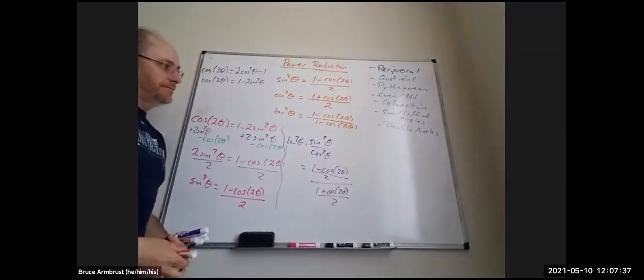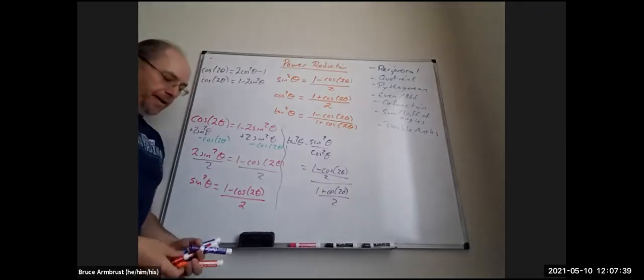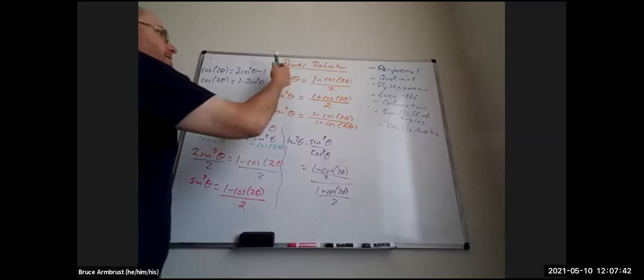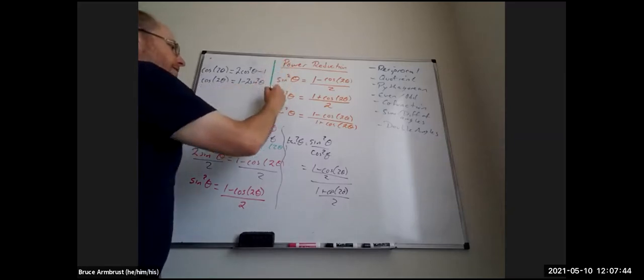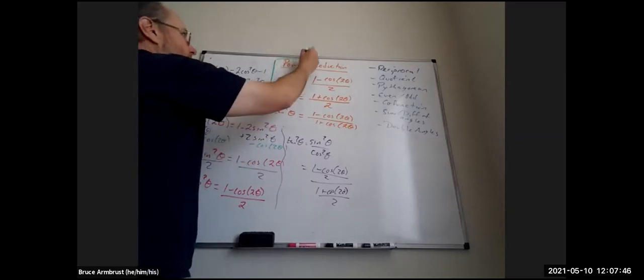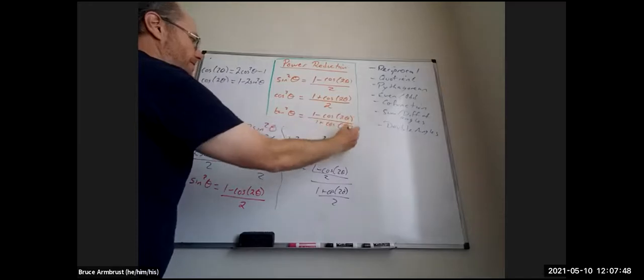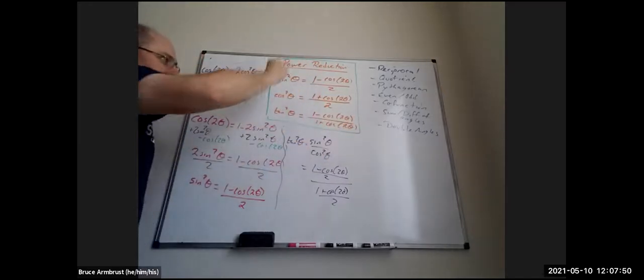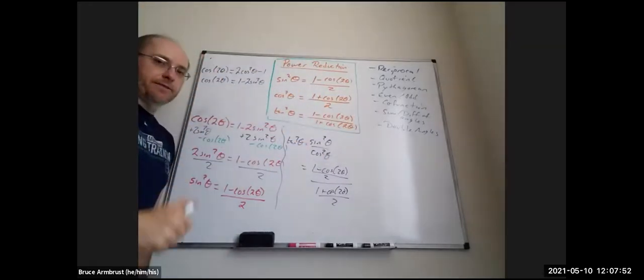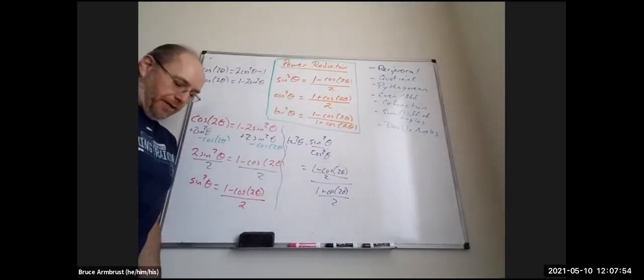All right, so there is your set of power reduction identities. There is a similar set for the other three. They're just the reciprocals of these. So just like all the rest of them, we only care about the big three.